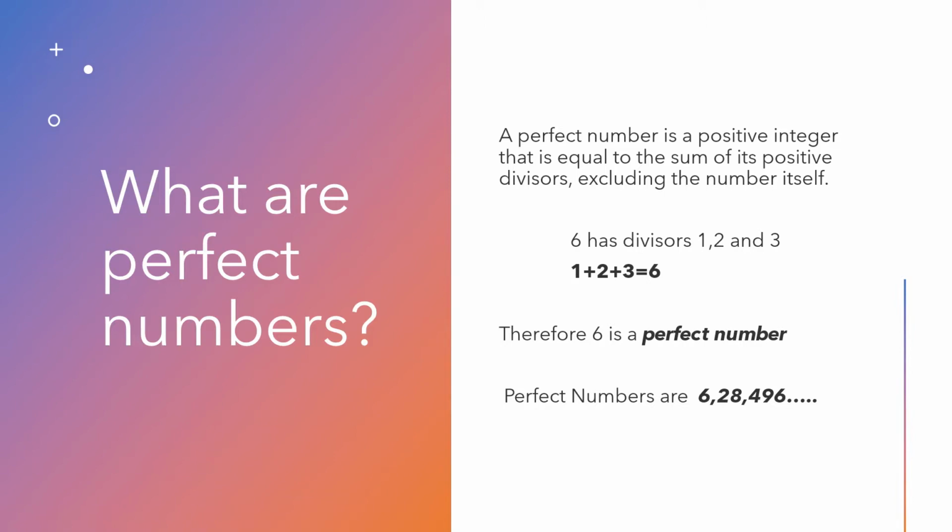Suppose we have 6. 6 has divisors 1, 2 and 3. When we get the summation of those 3 divisors, we again get 6. Therefore, we can say that 6 is a perfect number. There are some other perfect numbers also, 28, 496 and so on. Now let's see how to build this program using C++.